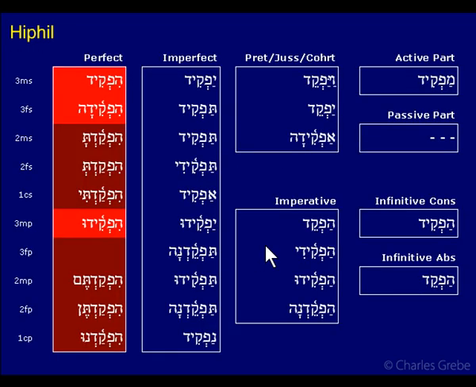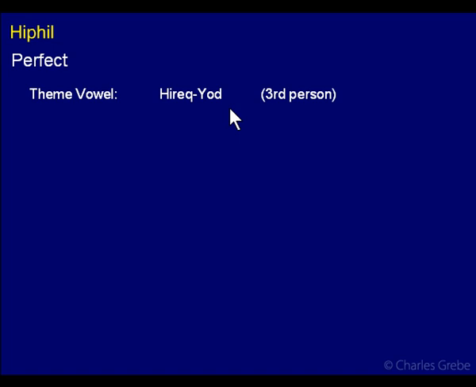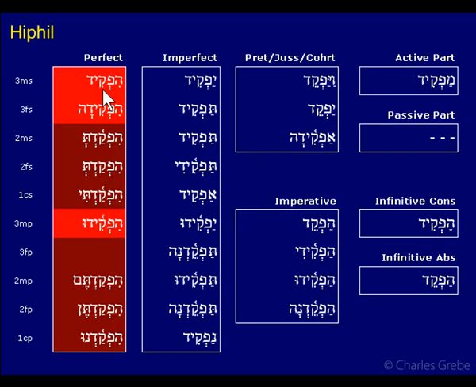What else can we say? Well, we see a difference here between the third forms and the others. So what's the difference? It's in the theme vowel, right? Hidik yud, hidik yud, hidik yud. Theme vowel is hidik yud in the third person. Okay? Hidik yud, which is what you see in most of these forms here.